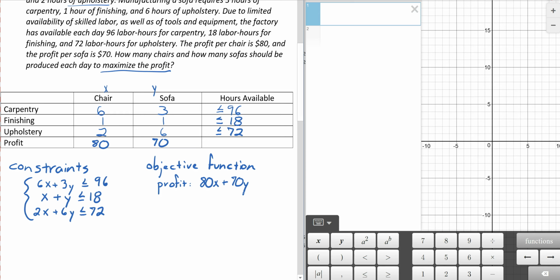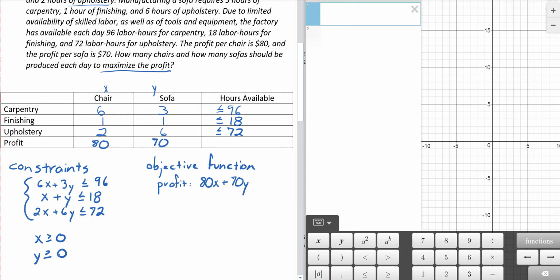Once the constraints and the objective function are written, there's one other piece to remember, and that is that x can't be a negative value. So we know it's greater than or equal to 0. And y also cannot be a negative value. We can't make negative chairs or negative sofas.